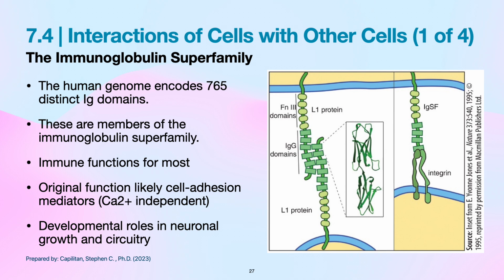So the inset here is showing you the structure of the two N-terminal Ig domains of VCAM, an immunoglobulin superfamily molecule on the surface of the endothelial cells. The Ig domains of VCAM and L1 have a similar 3D structure consisting of two sheets packed face to face. We can also see here the integrin IGSF interactions. The IGSF family members can also bind to the integrins of their neighboring cells.